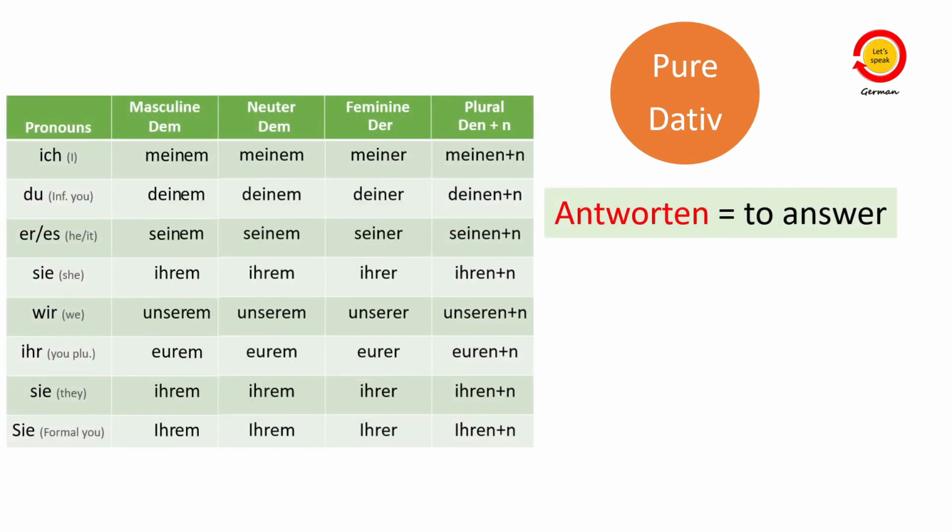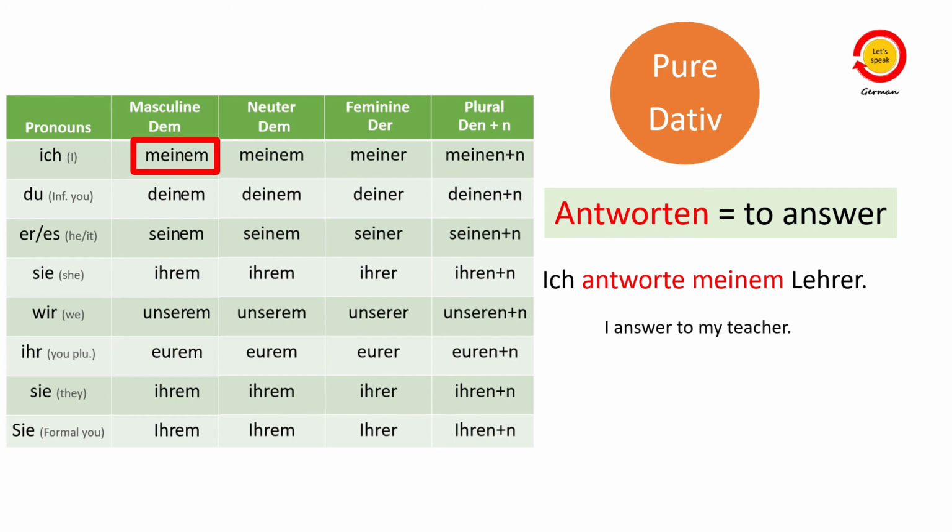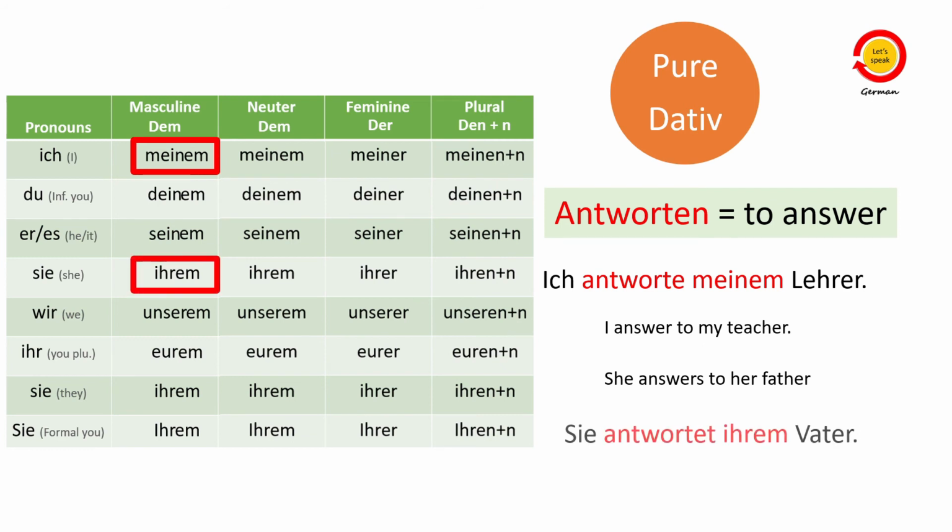Antworten is another pure dative verb which can easily be identified. Ich antworte meinem Lehrer. I answer to my teacher. She answers to her father. Sie antwortet ihrem Vater, etc. So the logic behind all of the dative verbs is the same, although a few are identifiable in English and a few are not.